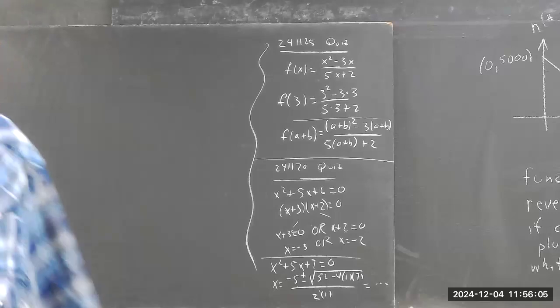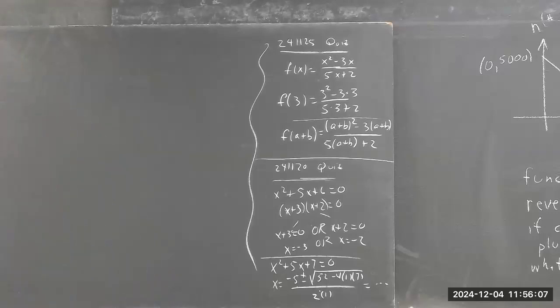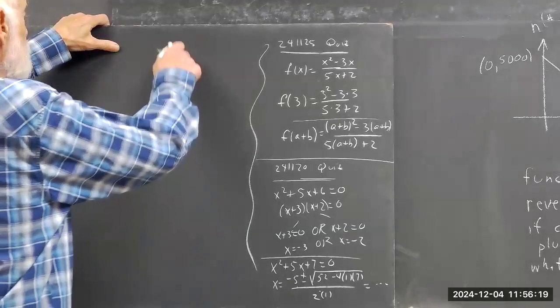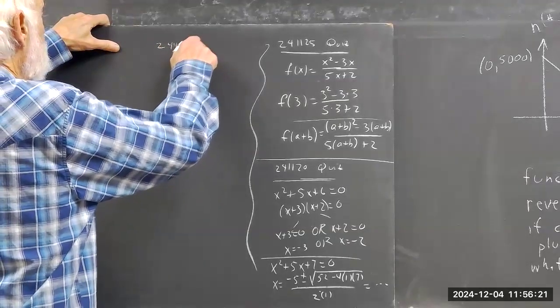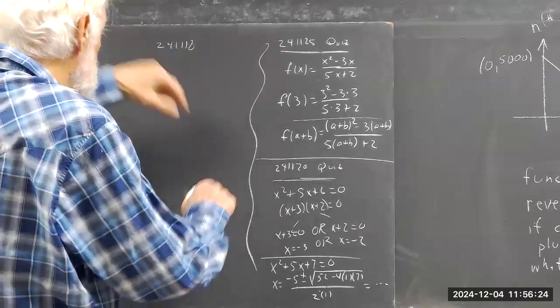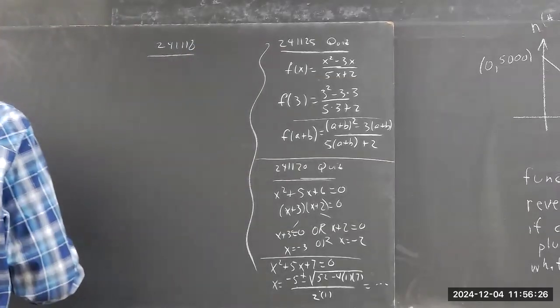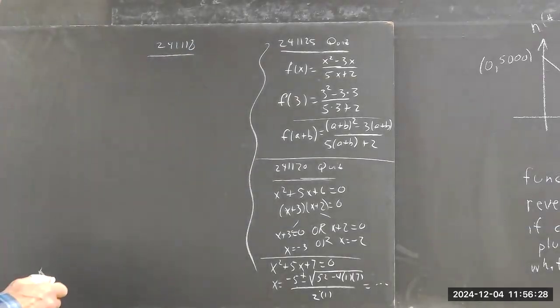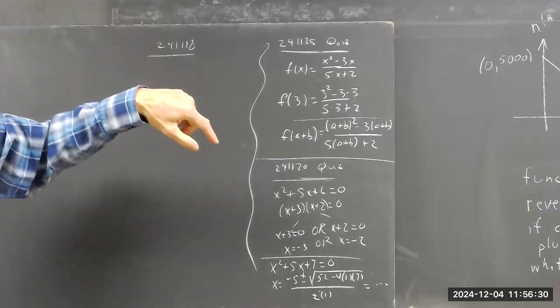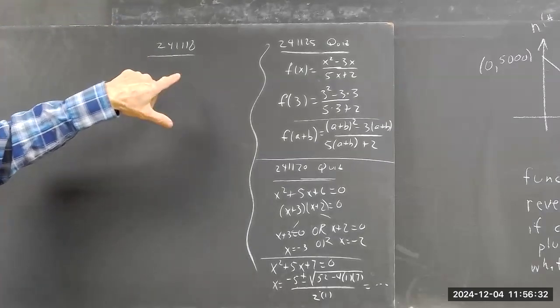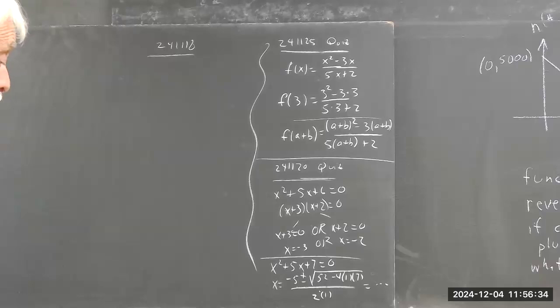Okay, so the 1118 quiz is adding rational expressions. I'm not going to write the word quiz for the sake of time. We've got 26 minutes left, so we should be able to get through a lot of these. Okay, so 1118 quiz.